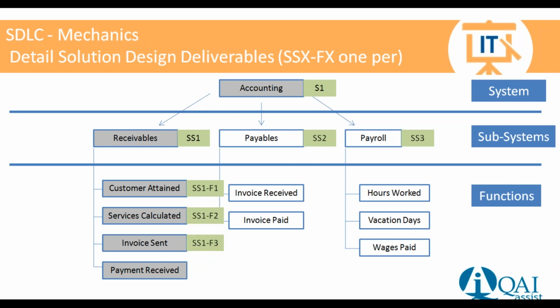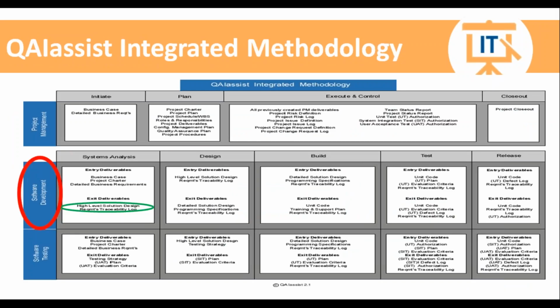So we're going to have a detailed solution design deliverable for subsystem 1, function 2, function 3, and function 4. And similarly for the other functions, we are going to have one detailed solution design deliverable per function of each subsystem. Okay.